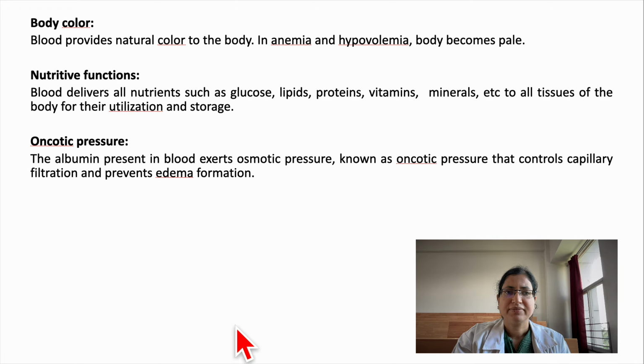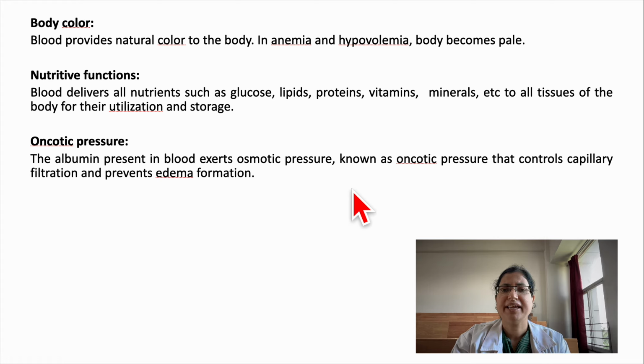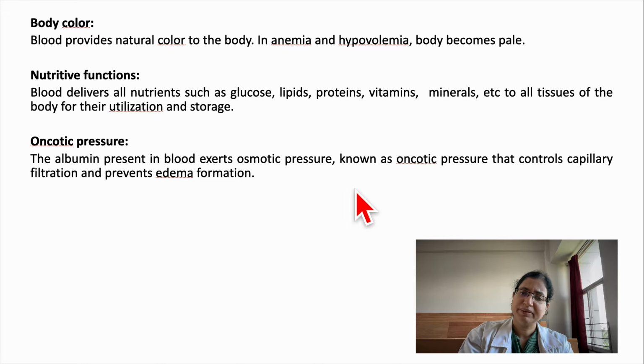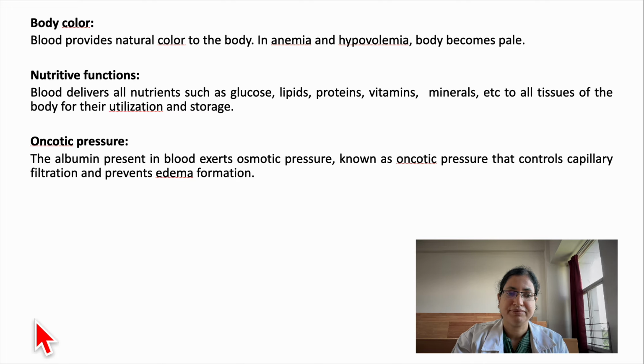So here, blood color. Blood provides natural color to the body. In anemia, in hypovolemia, the body becomes pale. So blood gives a particular color to our body. Then nutritive function, blood delivers all nutrients such as glucose, lipids, proteins, vitamins, minerals, etc. to all tissues of the body for their utilization and storage.